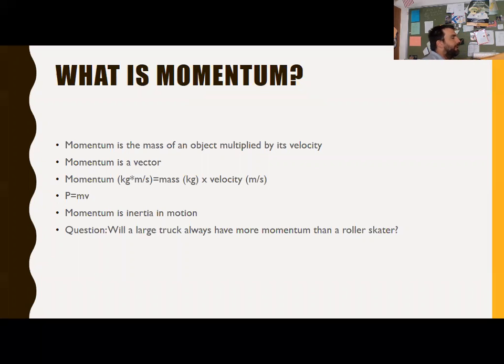Symbolically, momentum is P. So P equals mv. I don't know why, I mean, M's already taken, but I don't really know where the P comes from. But momentum P equals mv. Momentum equals mass times velocity. You can think of momentum as inertia in motion. Momentum is inertia in motion.